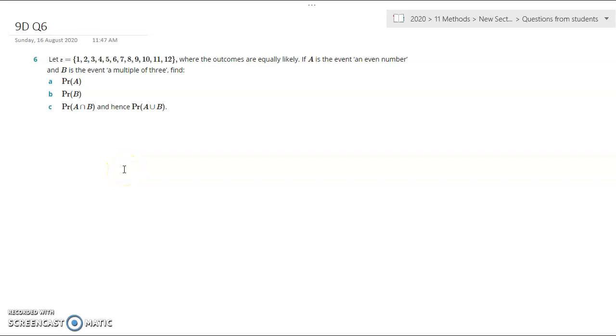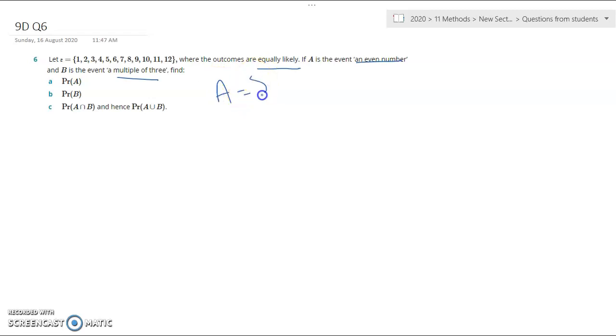All right, so as you can see here, we're looking at 9D question 6, where a universal set is every number between 1 and 12. All the outcomes are equally likely, this is important, that they're equally likely. And A is the event of an even number, B is the event of a multiple of 3. So first, let's write out those sets.